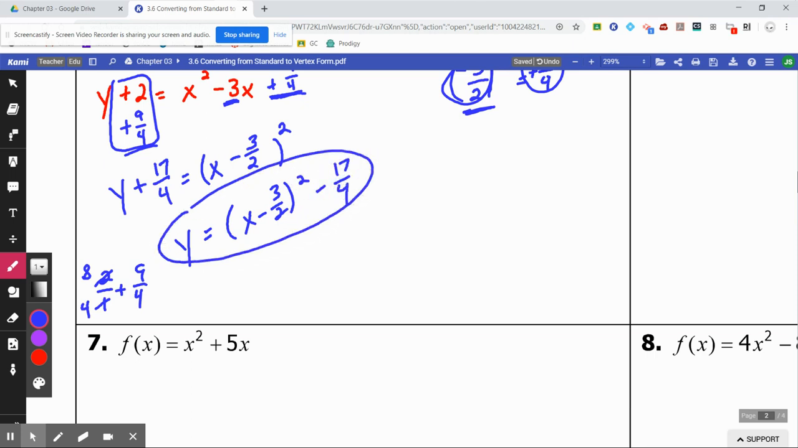Now that's a pretty ugly vertex form there, but your vertex is easy to find. This moves it right 3 halves. This would move it down 17/4. So there's your vertex. Number 6.